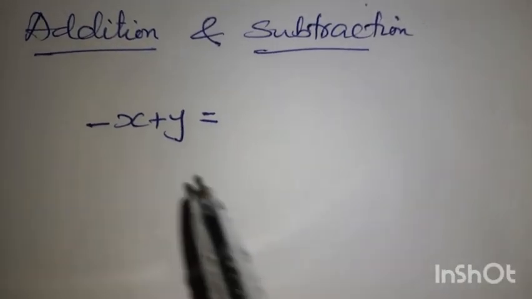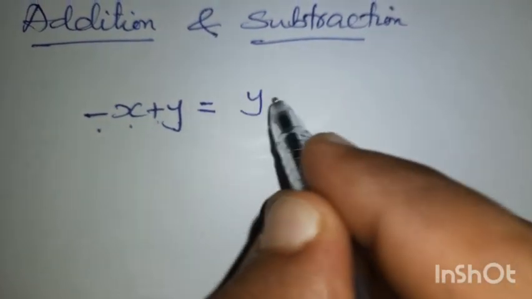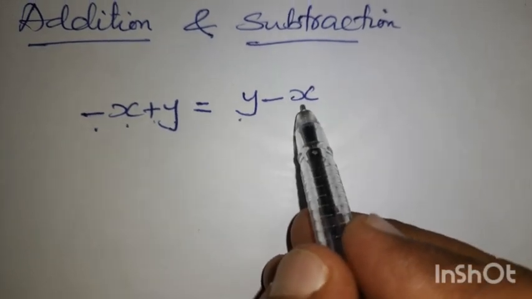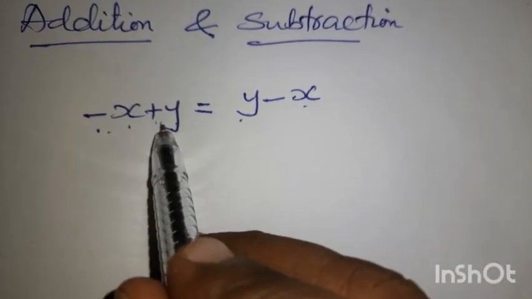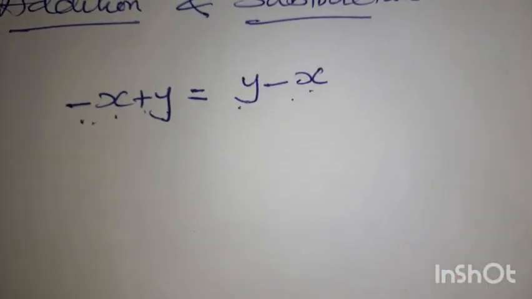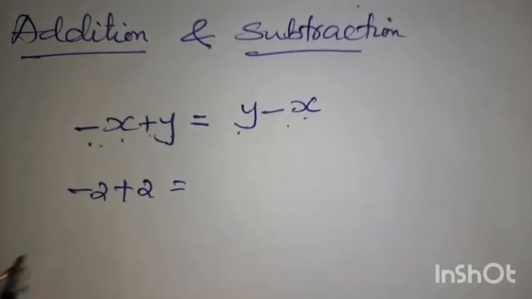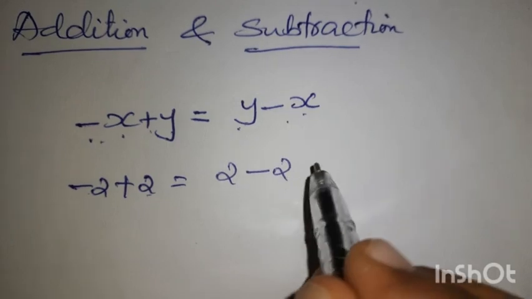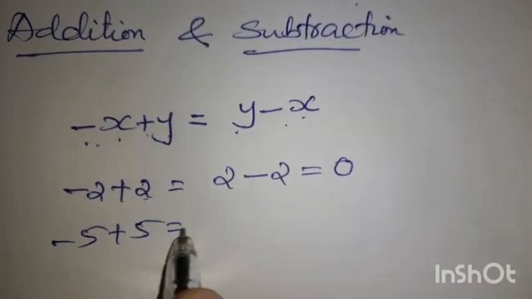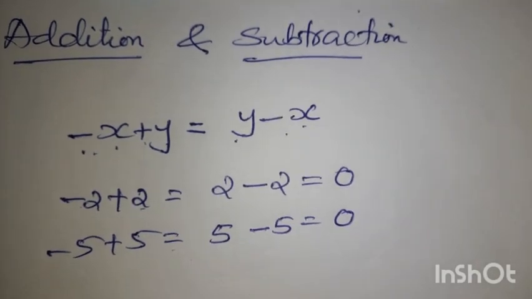Addition and subtraction. Minus x plus y. This we can write as y minus x. The positive value we are writing first and the negative value. So minus x plus y we can write as y minus x. Minus 2 plus 2. How will you write? 2 minus 2, and answer is 0. Minus 5 plus 5, plus value writing first, then the minus value, answer is 0.